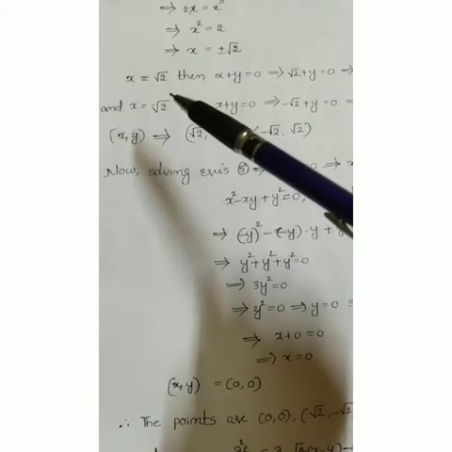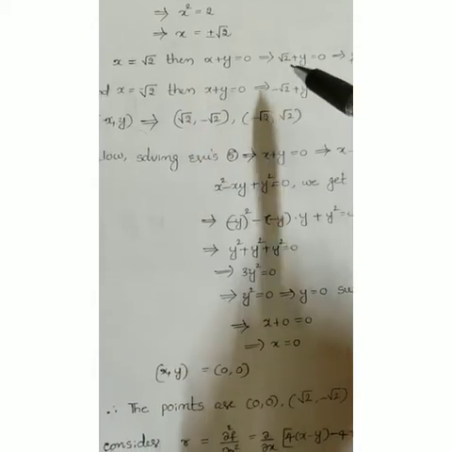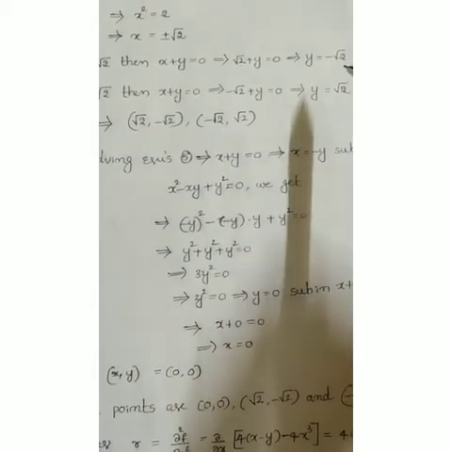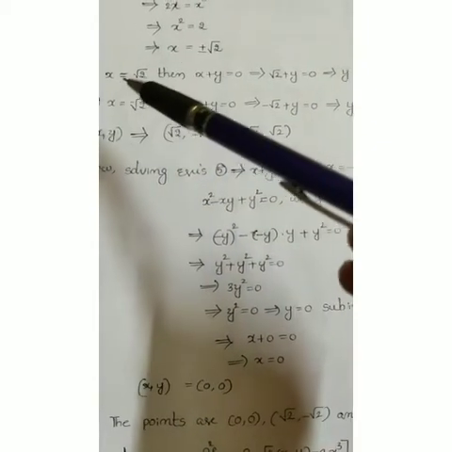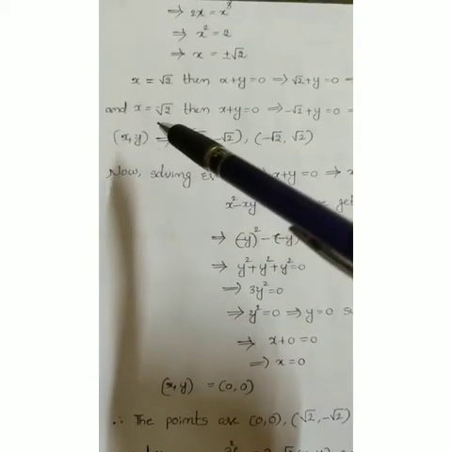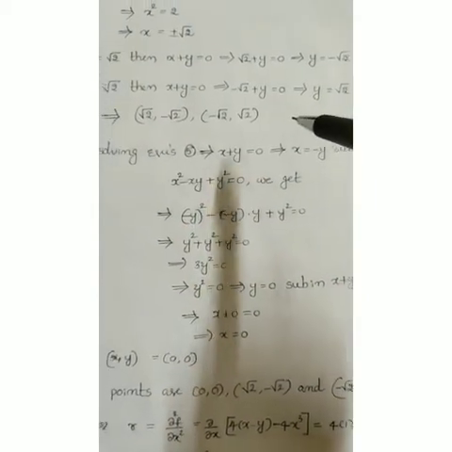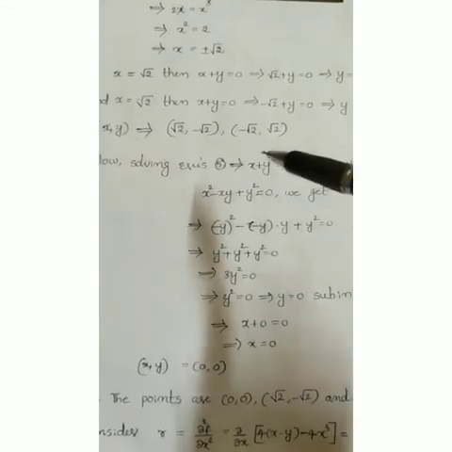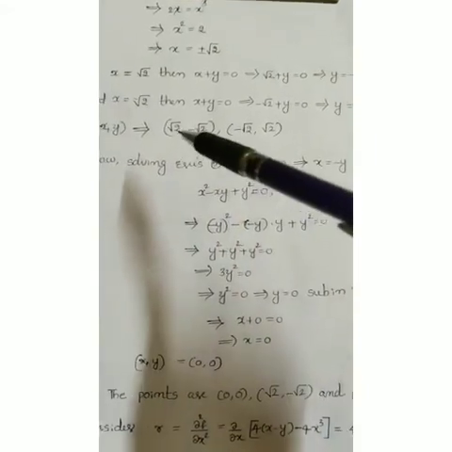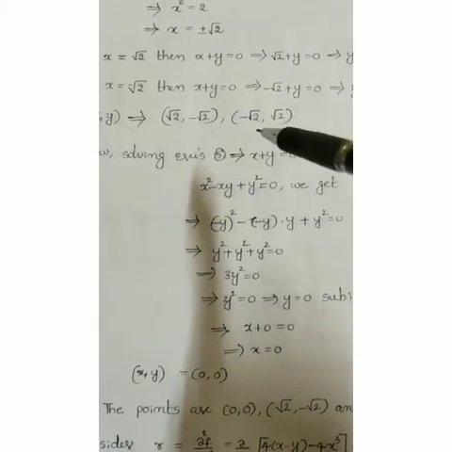If x = √2, then x + y = 0. Substituting in this equation, √2 + y = 0, that implies y = -√2. So here x = +√2, then y = -√2. This is the one point, (√2, -√2). And if x = -√2, then x + y = 0, -√2 + y = 0, then y = √2. So here we are getting the point (-√2, +√2). So here we get the 2 points, (√2, -√2) and (-√2, √2).